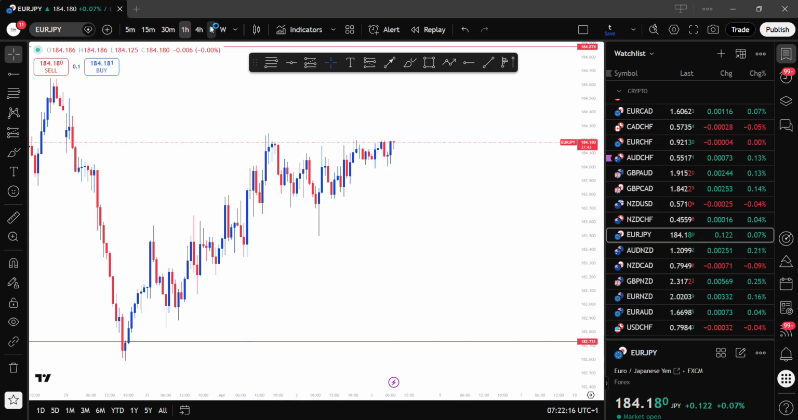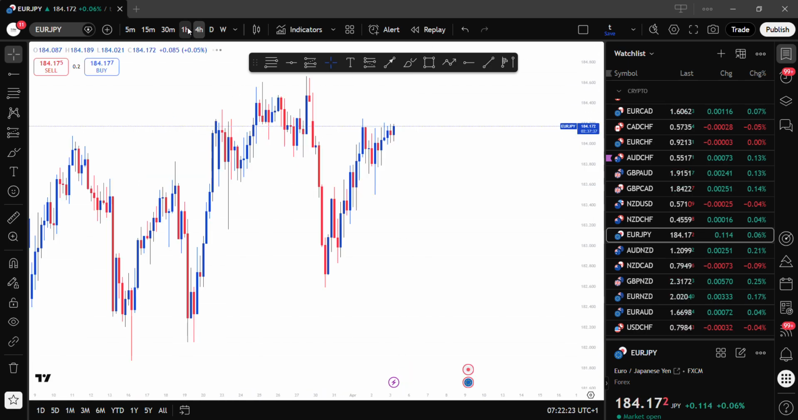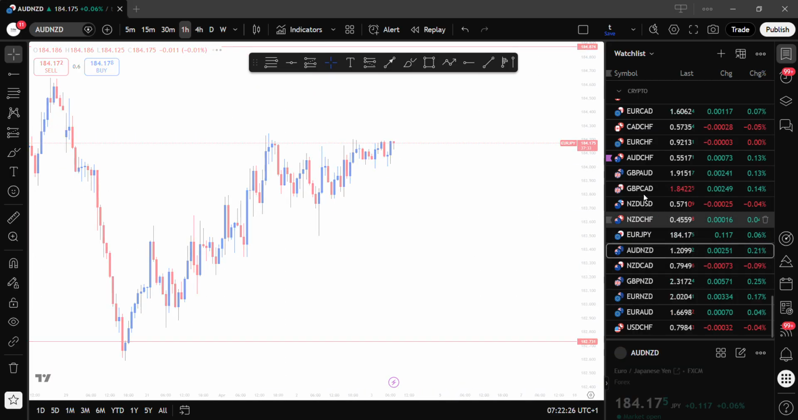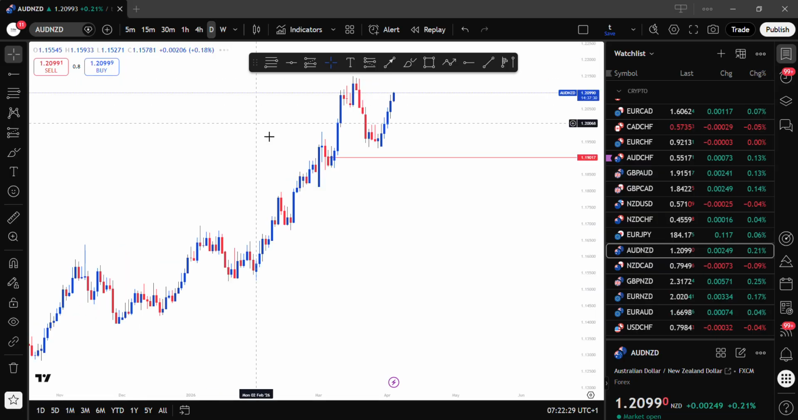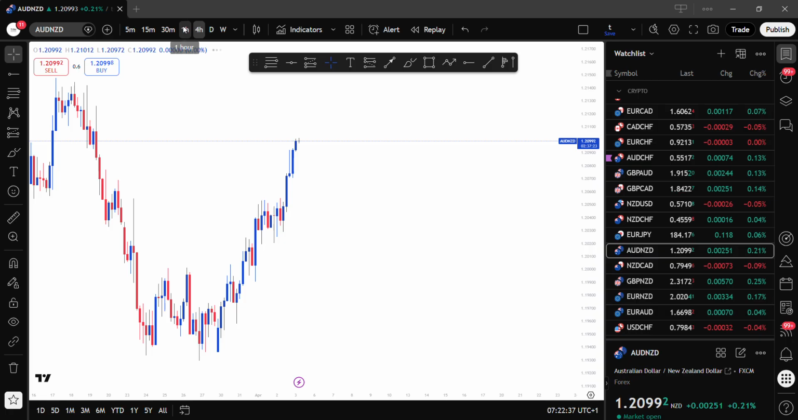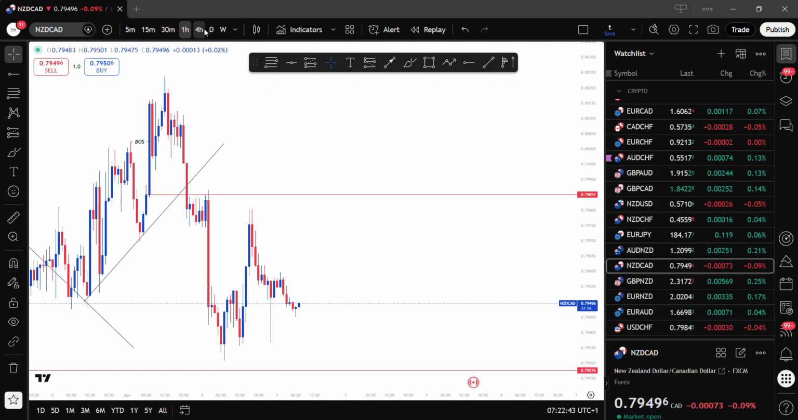On Euro JPY daily time frame, you can see the market has been buying the whole time, so it buys to this point, then the sell will start happening, but there is no entry for now on either of the lower time frames. On AUD NZD, you can see on the daily time frame, the market has been buying, and it's most likely to reverse to this point, then the buy will continue. On 4 hours as well, more buys are still happening, no change of character yet.